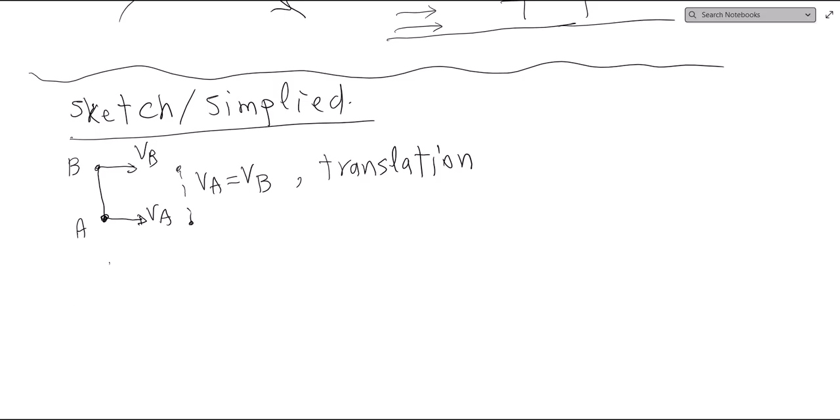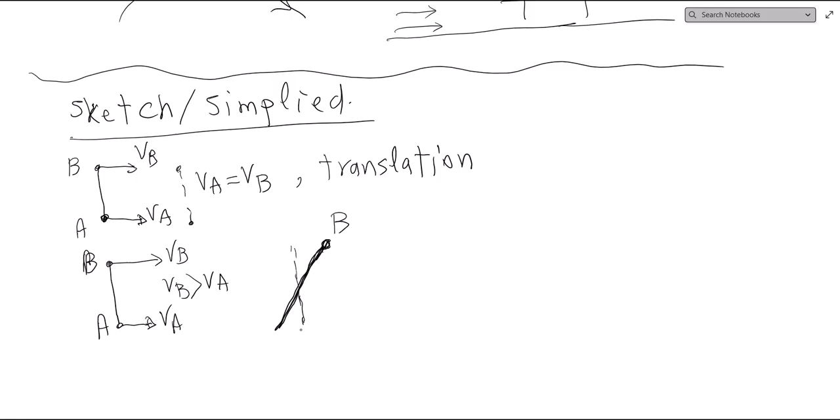Now, if I take the same object, and this time VB is larger than VA, obviously I will get some translation, but in addition to the translation, I will get some rotation because side B will go faster or further than side A. But this is a rotation in addition to the translation.